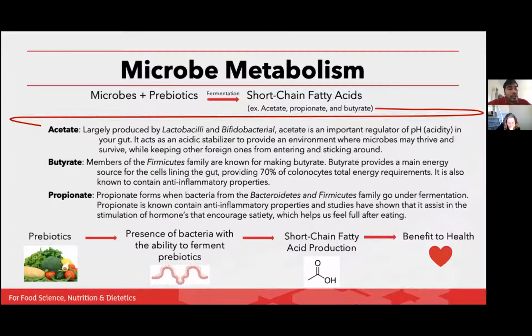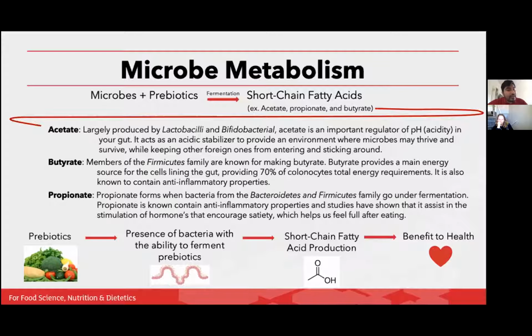Now, I mentioned the three short-chain fatty acids, and they have three different functions. So for instance, acetate is produced by lactobacillus and bifidobacteria, some microorganisms I mentioned, and is an important regulator of acidity in your gut. It acts as an acidic stabilizer to provide an environment where microbes can thrive.